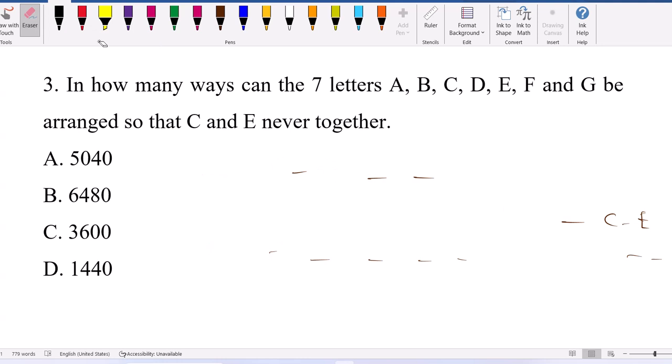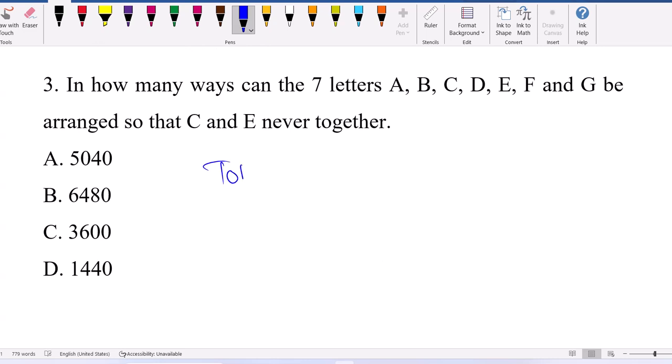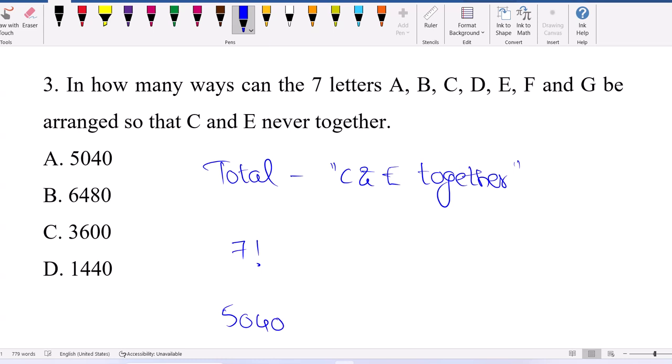What we suggest instead of doing it directly: we know in probability, probability of success is 1 minus probability of failure. Like that here, total minus the failure case where C and D are together. Total, how can we calculate the total, sir? How many letters are there? 7 letters. How many ways to arrange them? 7 factorial ways. That's the total, 5040, that is 7 factorial, 7 into 6, 5, 4, 3, 2, 1. All those product you do, that's the total.